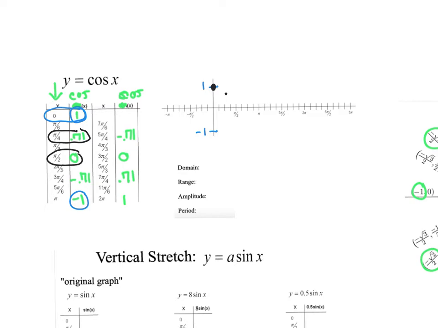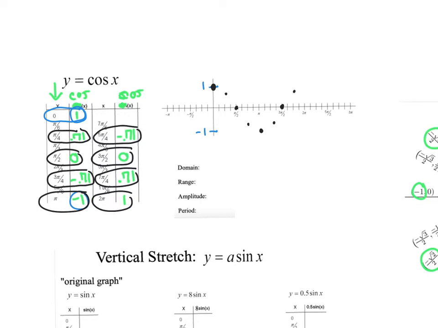At pi over 2, I'm at 0. At 3 pi over 4, I'm at about -0.7. At pi, I'm at -1. At 5 pi over 4, I am at about -0.7. At 3 pi over 2, I am back at 0 again. At 7 pi over 4, I'm at +0.7. And at 2 pi, I am back to 1.